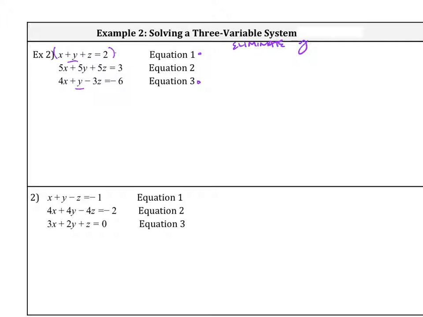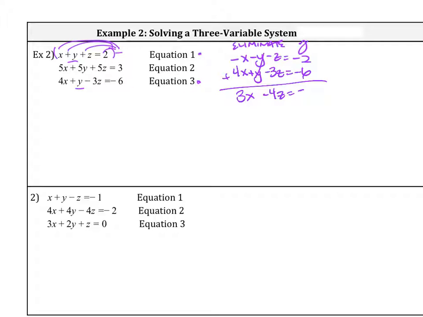Now, in order for the y's to eliminate, I have to multiply by a negative, so I have to distribute that to each and every term. So this becomes negative x minus y minus z equals negative 2. Then I'm going to add equation 3 to it: 4x plus y minus 3z equals negative 6. So then this becomes 3x minus 4z equals negative 8. So I used two equations.